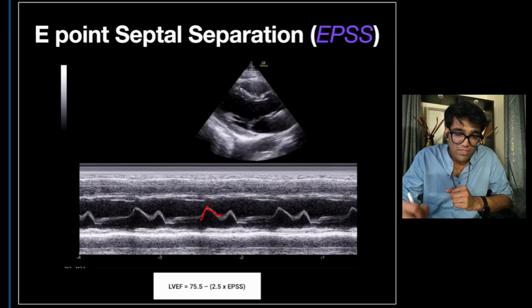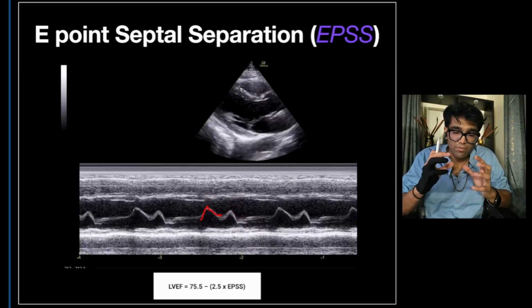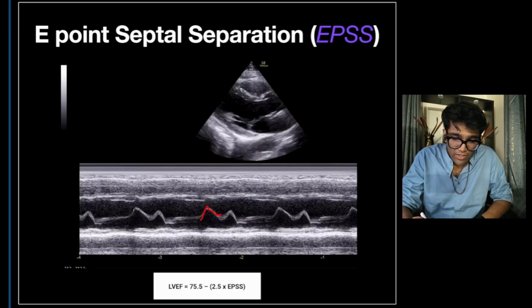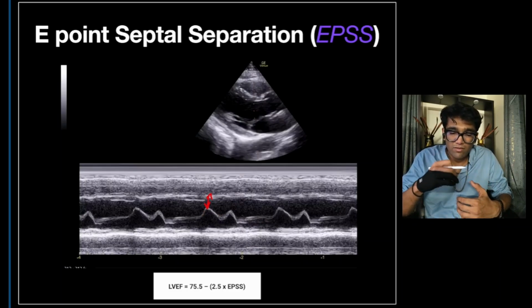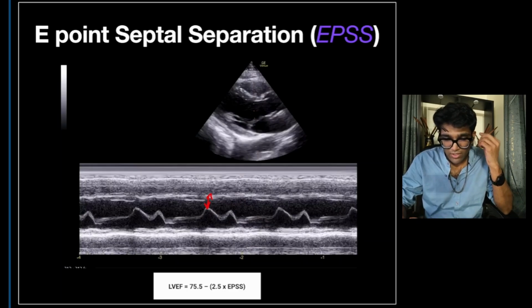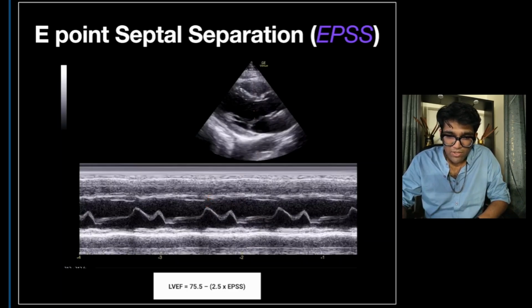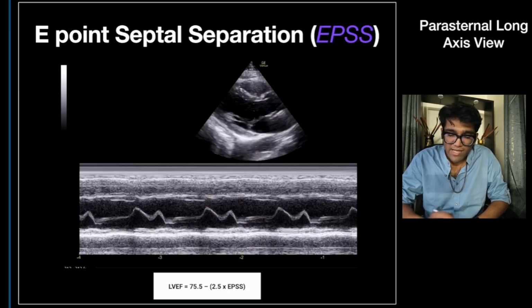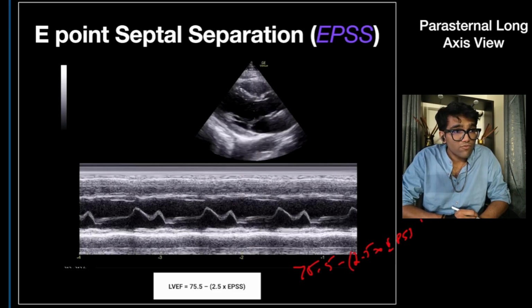This actually represents two things. It represents strength of ventricular contraction and then relaxation. So E point septal separation is actually mathematically related, using a regression formula, to the LV ejection fraction. Okay, and it is not that reliable, but it is a reasonably good marker, so we do use it. So the ejection fraction is given by 75.5 minus 2.5 times the EPSS. Okay, so this is the formula that we use.